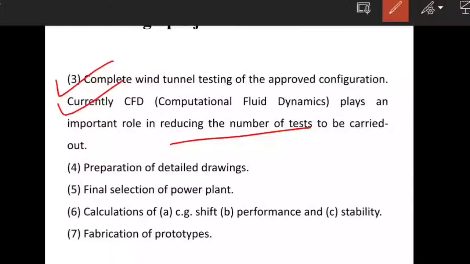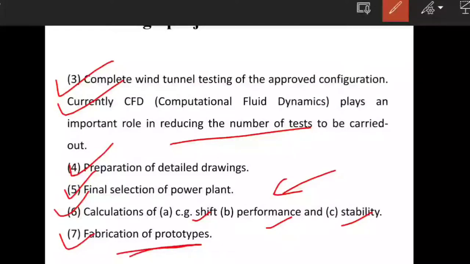And the fourth one is preparation of the detailed drawing. And the fifth one is final selection of the power plant. And the sixth one is calculation of CG shift, performance and stability. So these types of calculation are required, and then the next step is fabrication of the prototype. This is the last step in order to do the flight testing.